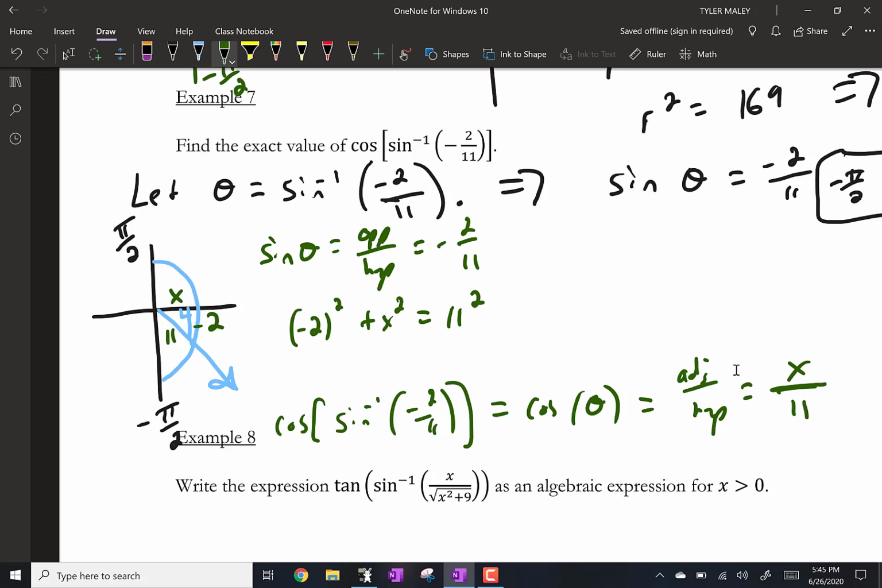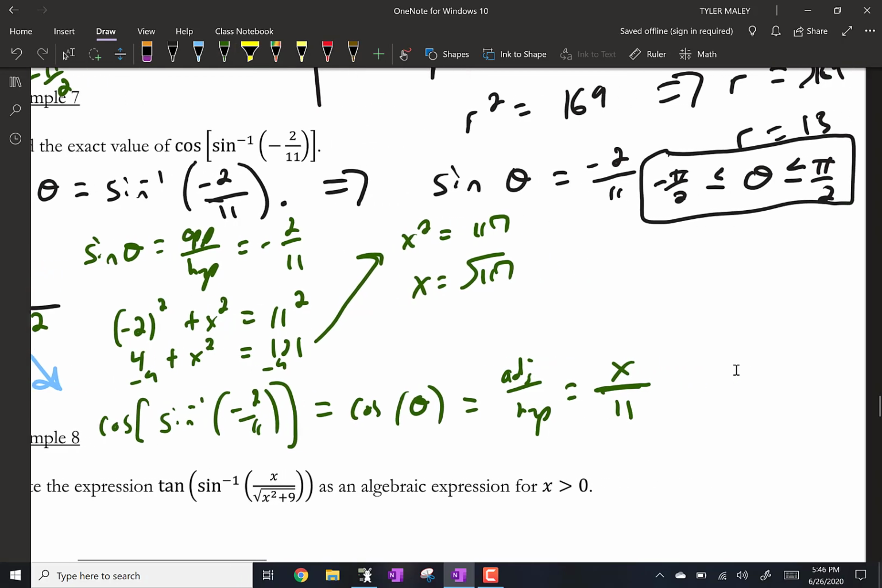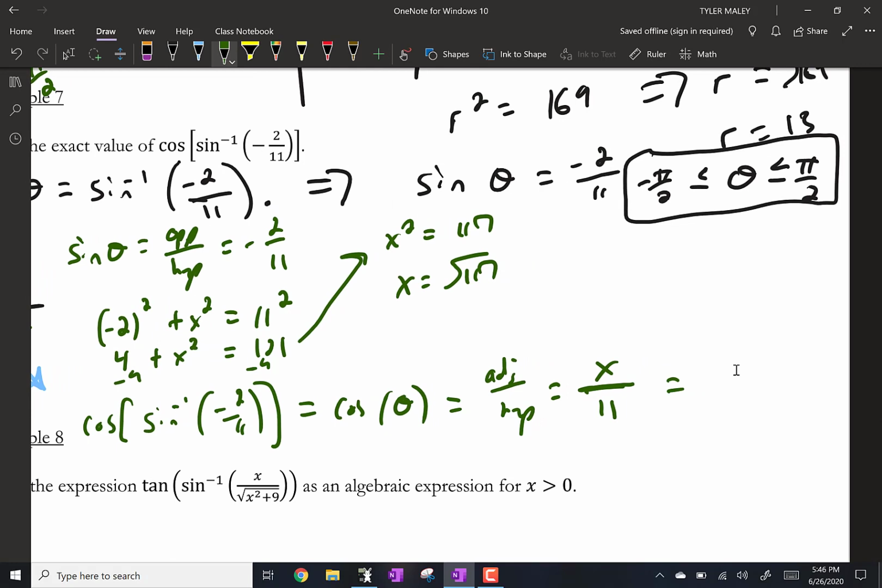So this would give me 4 plus x squared equals 121. We subtract 4 from both sides, and we get x squared equals 117. So x would be equal to the square root of 117. It'd be plus or minus, but since we're in the fourth quadrant, my x value is going to be positive, so I don't need to put that. So this would be equal to radical 117 over 11. That would be the final answer.